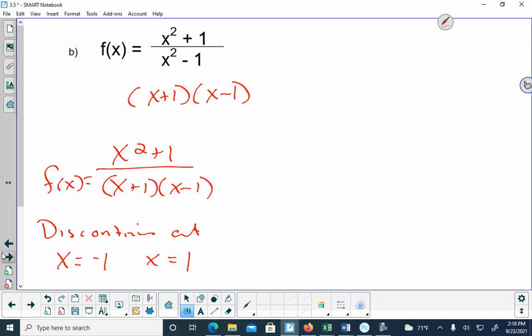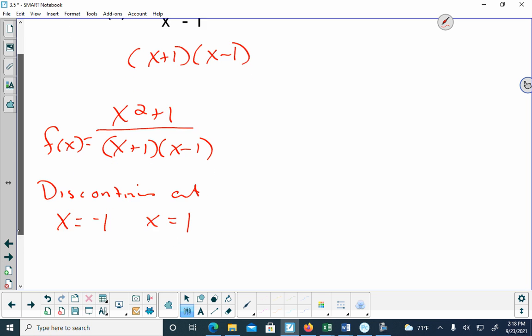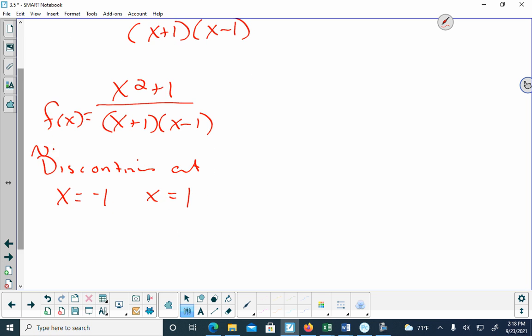Both are non-removable. So can I just say non-removable? Discontinuous, it doesn't make sense, but you know what I'm saying.